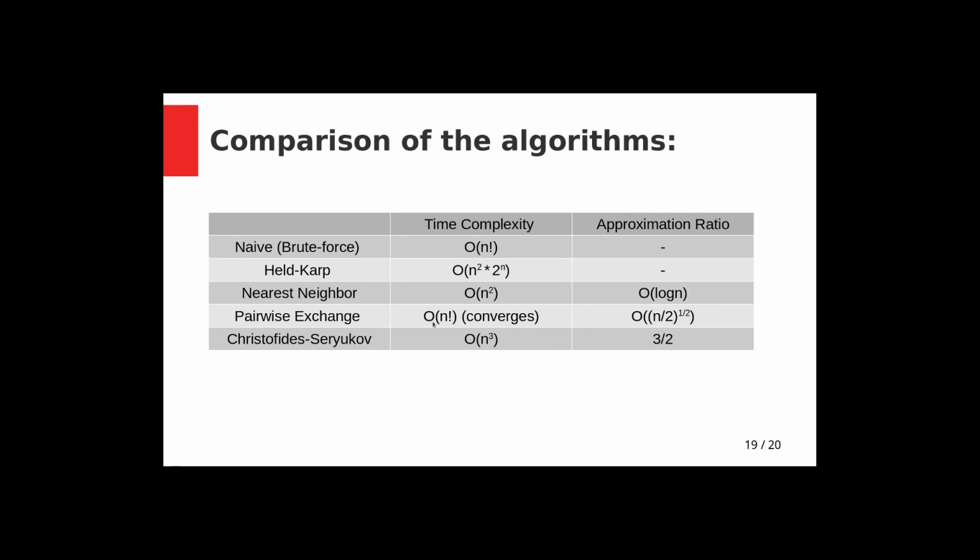And then we have the pairwise exchange, which in the worst case, exhaustive search, will be big O of n factorial, but it usually converges, so it's still an efficient algorithm. It has an approximation ratio of big O of square root of n by 2. And lastly, the Christofides-Serdyukov algorithm has a complexity of big O of n cubed and a constant approximation ratio of 3 by 2, which makes it the most efficient approximation algorithm among all of these. And it has been so since 1976, until very recently, in July, when a better algorithm was discovered.